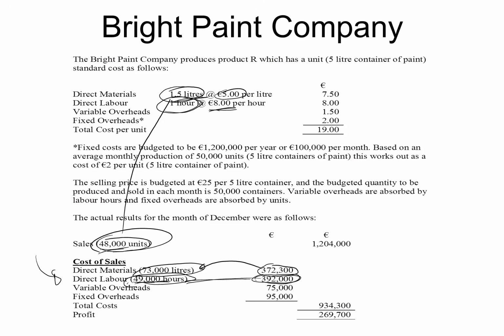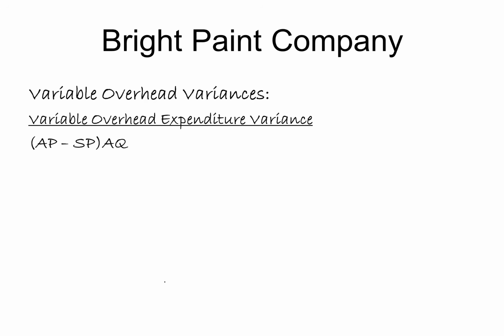The variable overhead takes 1 hour, because they vary directly in line with the labour hours, 1 hour to produce a tin of paint, and the total cost there is $150. So the standard variable overhead rate per hour is $150. The actual number of hours is the labour hours, 49,000. So what that means is 75,000 was paid out to buy 49,000 variable overhead hours. So back here then, pop that in.